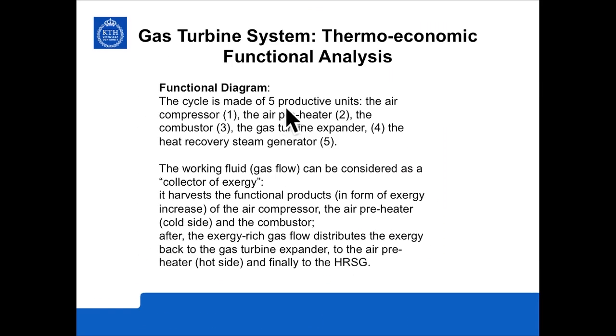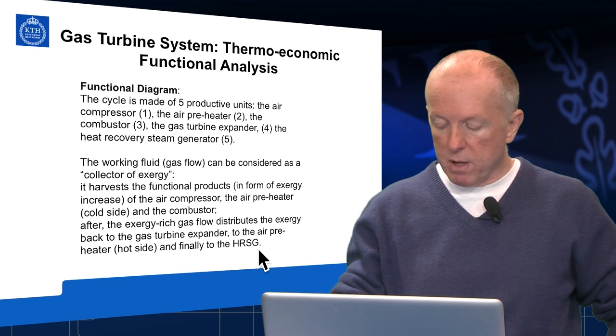So in the functional diagram, the cycle is made of 5 productive units: the air compressor, the air preheater, the combustor, the gas turbine expander, and the heat recovery steam generator. The working fluid can be considered as a collector of exergy. It harvests the functional product, in form of exergy increase, of the air compressor, the air preheater cold side, and the combustor. After that, the exergy-rich gas flow distributes the exergy back to the gas turbine, to the air preheater at the outside, and finally to the heat recovery steam generator. We have already discussed this.